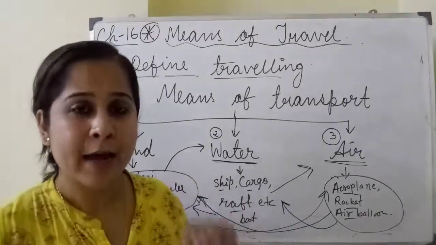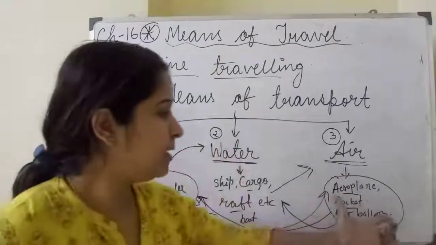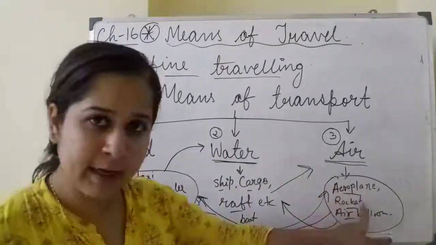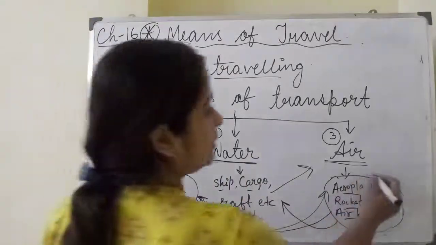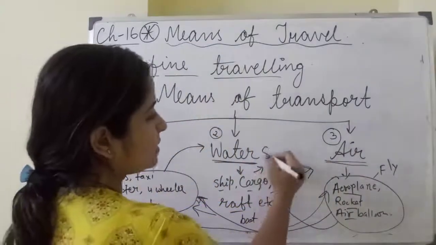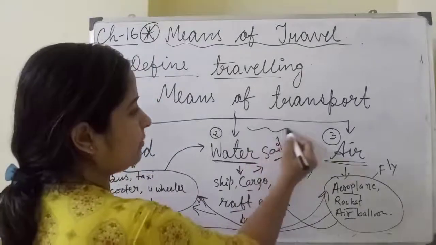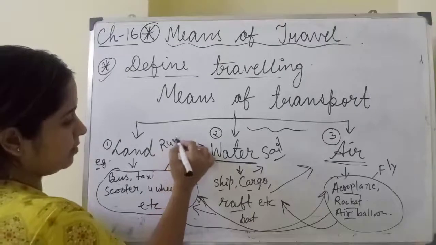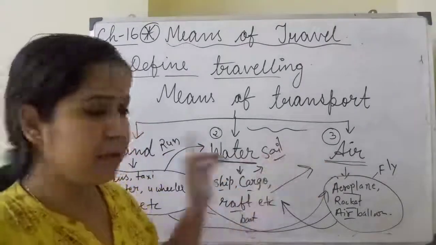So beta, according to the nature of these means of transport, these vehicles have been designed. These can fly, these can sail, and these can run. These can fly, it will fly. These can sail, it will be sailing. And the third one is it will run. So now you have got a difference between these three means of transport.